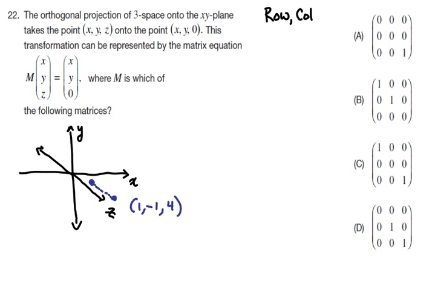First of all, we talk about the dimensions of a matrix in terms of its rows and its columns. Rows are always horizontal, and columns are always vertical. Each of these potential answers over here has 3 rows and 3 columns. However, in the matrix equation, the matrix (x, y, z) that we saw has 3 rows and 1 column, as does the (x, y, 0) matrix.